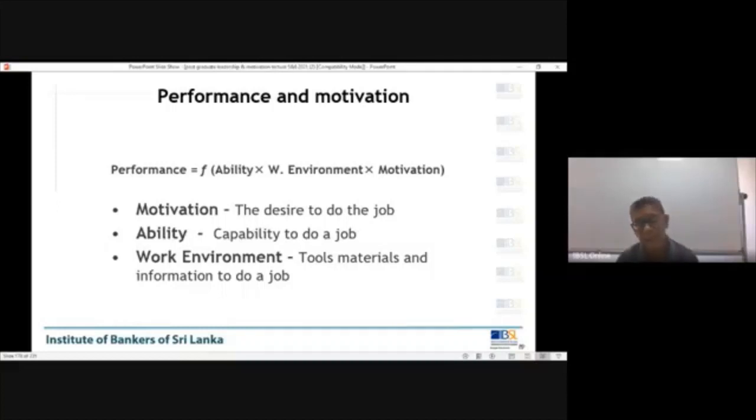Those are directly related, proportionately related to these factors. So performance depends on motivation. If satisfaction is not there, right? In order to motivate, you first need to satisfy. I hope you understood that concept, right?